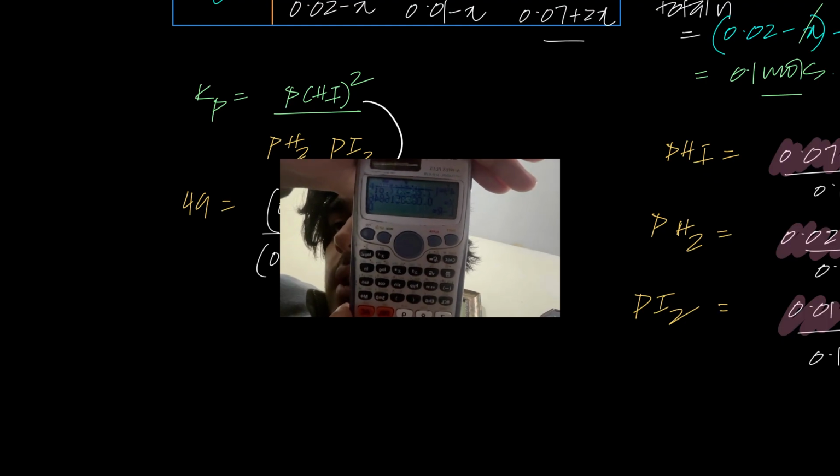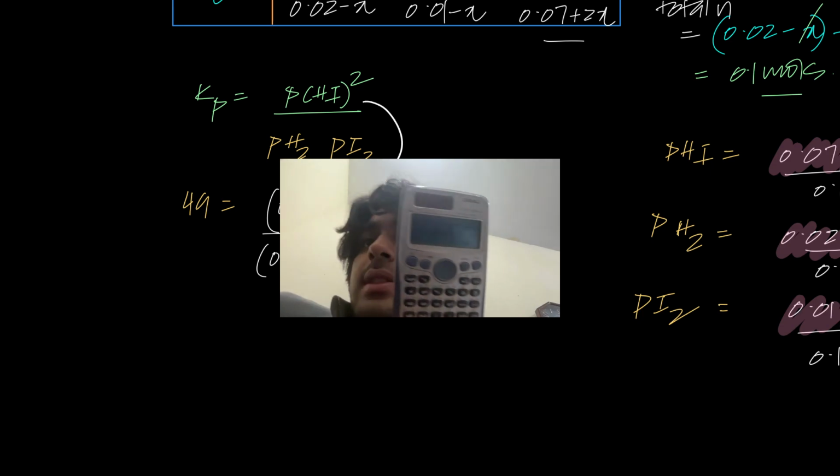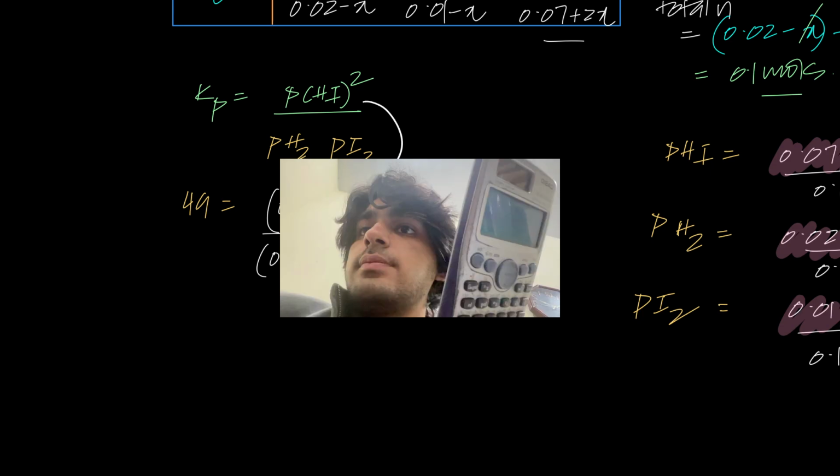See, it's 0.0328, right? That's it. So the value that we got was what? The value that I got was 0.0358. These are the moles. I hope this value is correct, right?